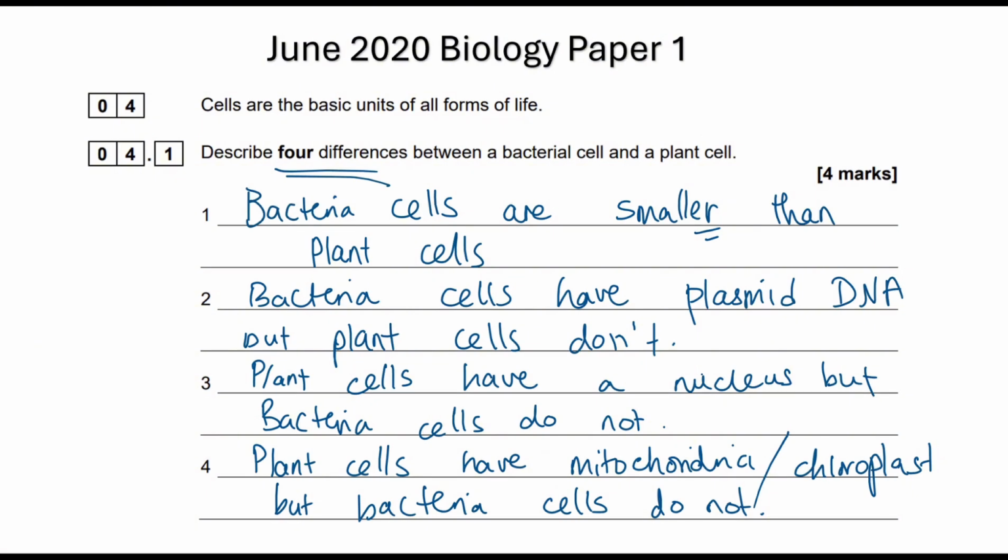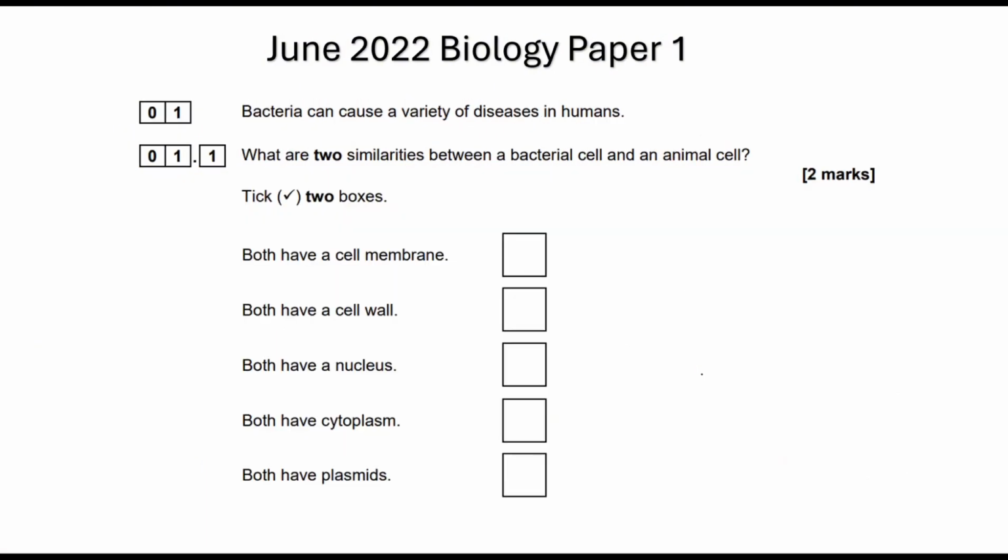So I'll give you a few other questions you can try at home. So there is this one. Bacteria can cause a variety of diseases in humans. What are the 2 similarities between this prokaryotic cell and this animal cell? So we want the similarities. We've done that type of question before.